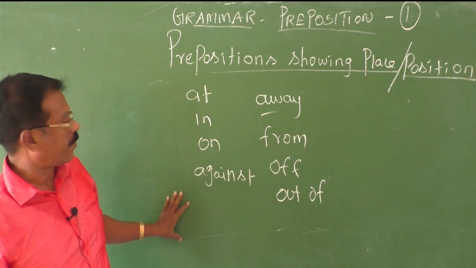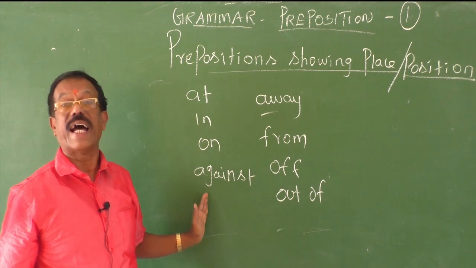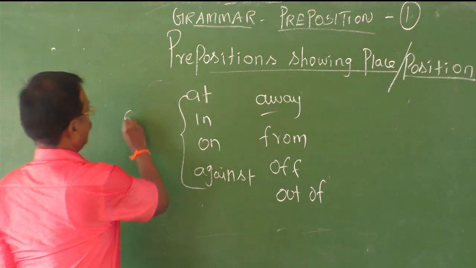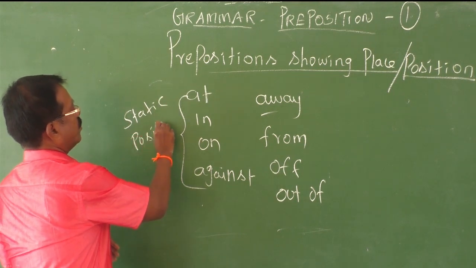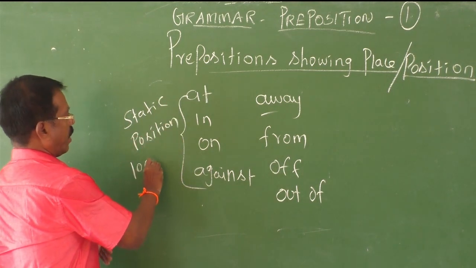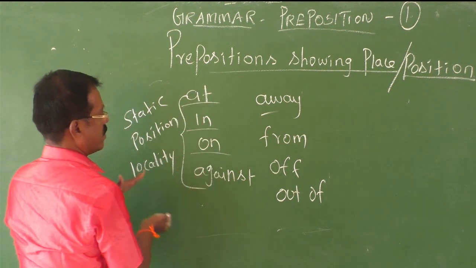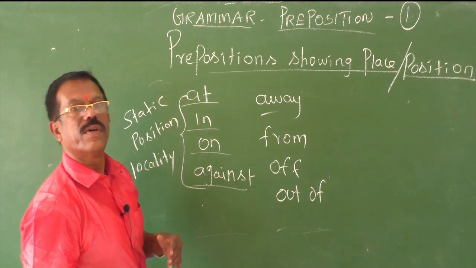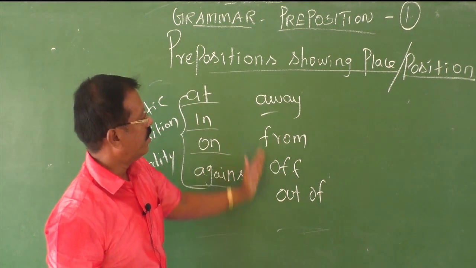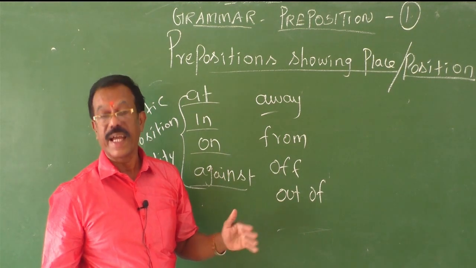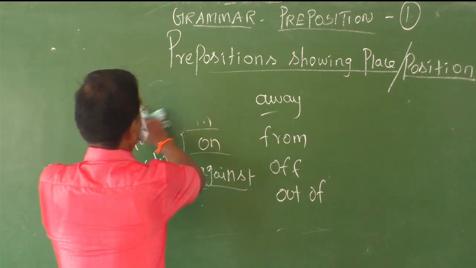So these prepositions show the static position or the locality: at a small village, in before countries, and on close surface against support. So they show the static position or the locality. These prepositions show the negative position. Could you follow me, children?